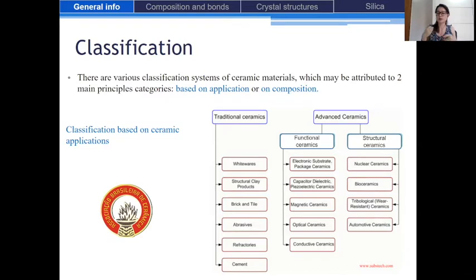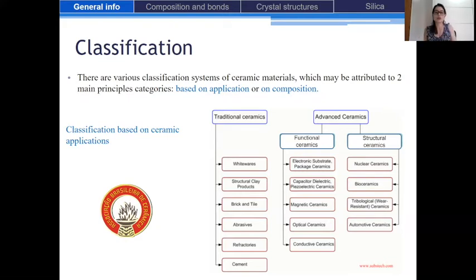For example, we find capacitor dielectrics, piezoelectric ceramics, magnetic ceramics, optical ceramics, conductive ceramics. So as you can see, the functionality, the specific property of ceramics have been developed, and so we classify such kind of ceramics into the class of functional ceramics.